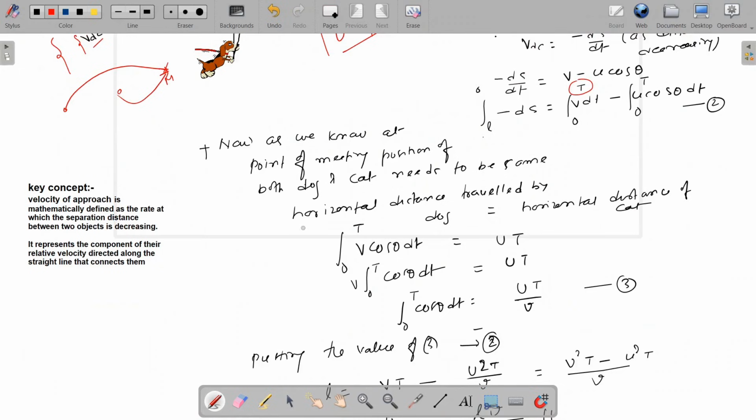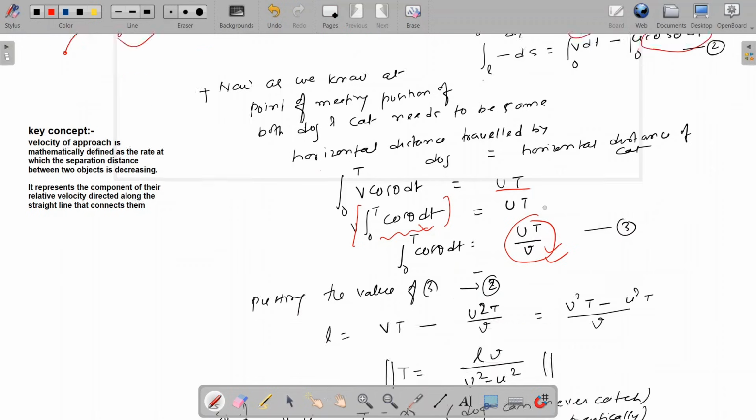So I can write v cos theta dt as the horizontal distance traveled by the dog in the horizontal direction, which can be written as ut. So if I eliminate this cos theta dt, which is variable in nature, I can write cos theta dt as ut by v. Now I'm going to put this ut by v here in this equation, where I need the value of cos theta dt, because theta is also changing. So we need to replace it with some value that is already known to us. So L can be written as vt minus u square t by v.